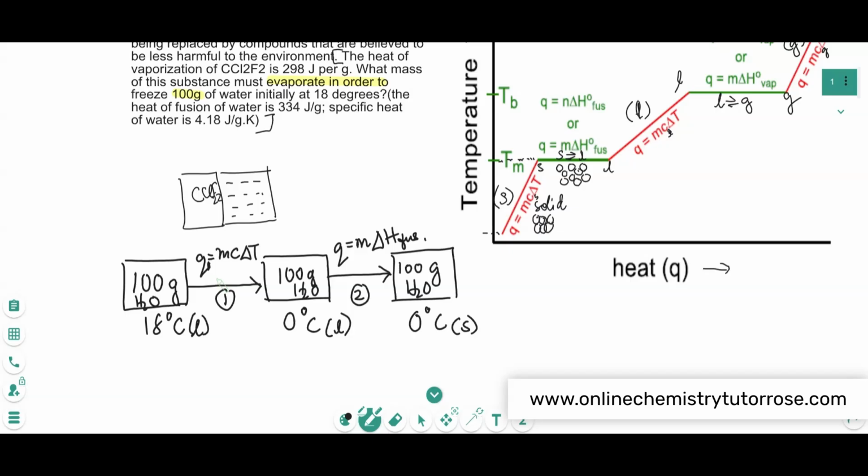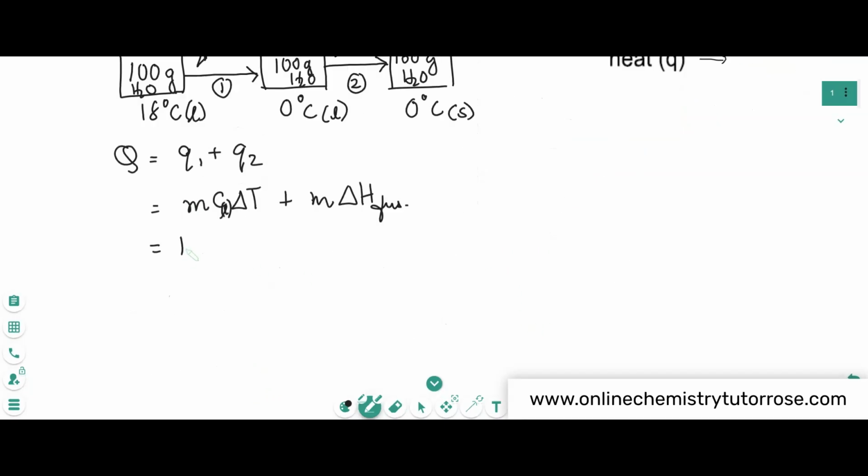Let's say Q1 is the energy released in the first step and Q2 is the energy released in the second step. The total energy released, Q, is Q1 plus Q2. M is the mass of water, 100 grams. C, the specific heat of liquid water, is 4.18 joules per gram Kelvin or degree Celsius. Delta T is the change in temperature. The change in temperature in degrees is the same as the change in temperature in Kelvin, so conversion from Kelvin to degrees or the other way around is not required.